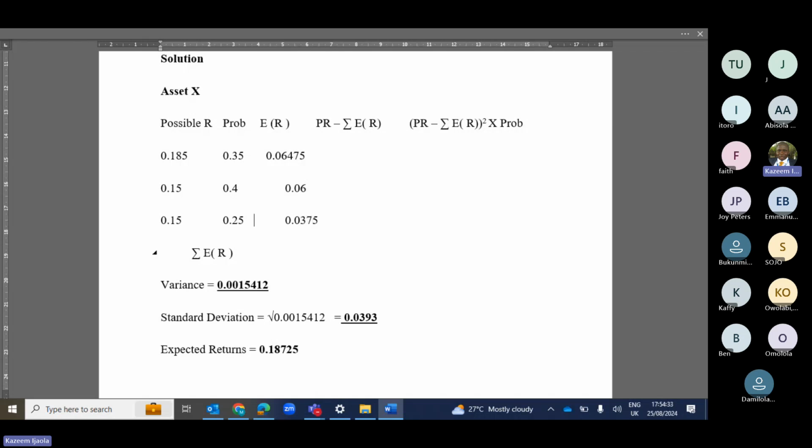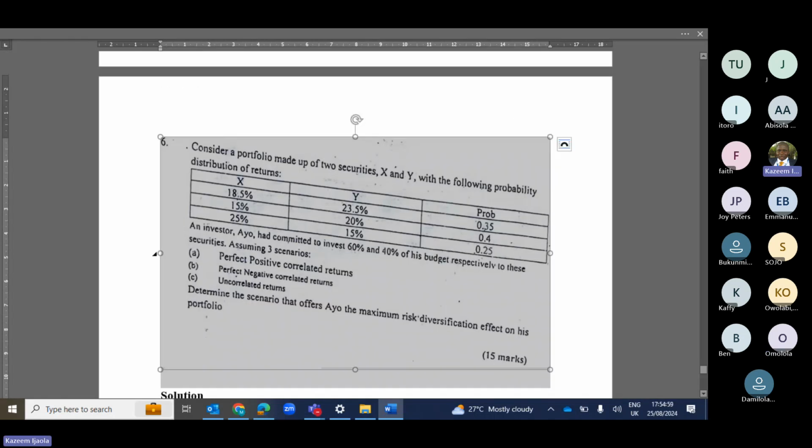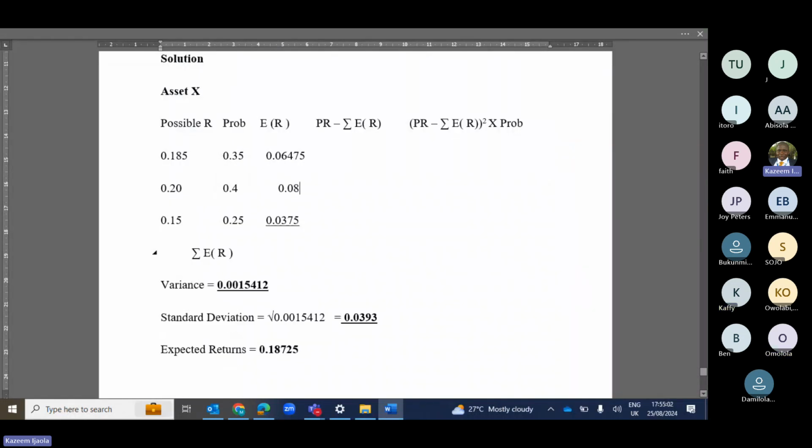Hello, Kazim. Please check under the possible return. Check the second number. Is it 0.15 or 0.20? Thank God that you are following me. I make mistakes a lot. So 0.2 times 0.4 is 0.08. Thank you. The first one is 23.5, Abby? Yes, 235. Thank you. So, okay, 0.235 times 0.35.